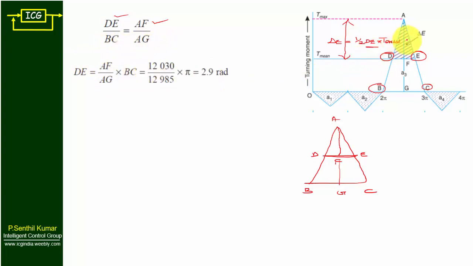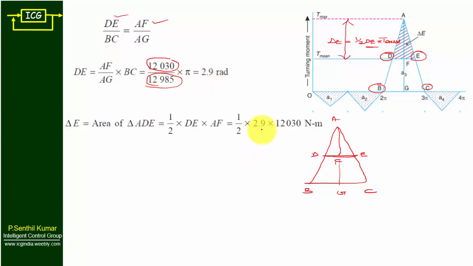What is AF? 12,030, this value AF. AG, up to this point, 12,985, multiplied by the BC value, pi. When you reduce this term, you will get 2.9 radian. So this is the value of DE. Now I can use this formula, area of triangle half into DE into AF. DE value is known, 2.9 here, and AF value calculated in the previous slide, 12,030. Finally you will get a value of this. So this is the value of del E.